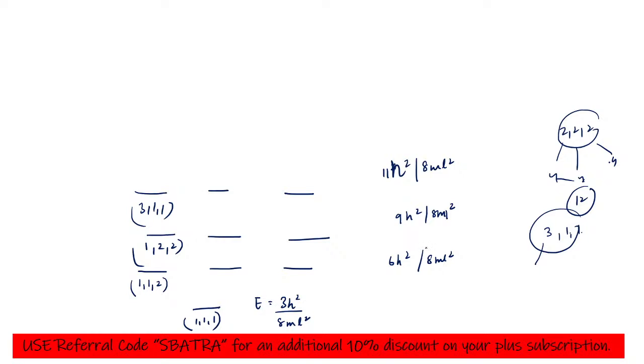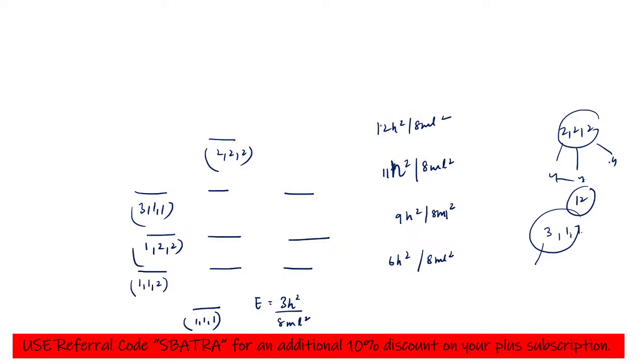See, this is a complex question. It's a lengthy question, but it's not a difficult one. We have discussed this concept already, so we can solve this question. With this one lengthy question you can actually solve simpler questions. So this is 3 1 1, and we can have three possibilities again. After this we can have 2 2 2, that means 12h square by 8 m l square.